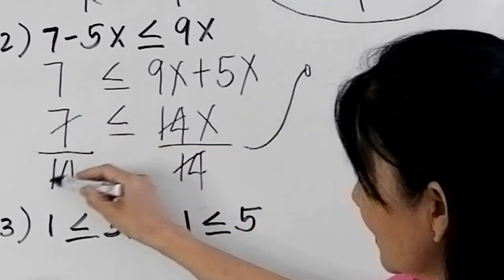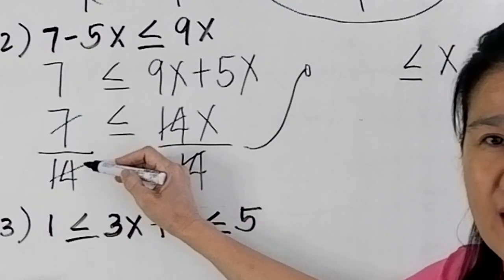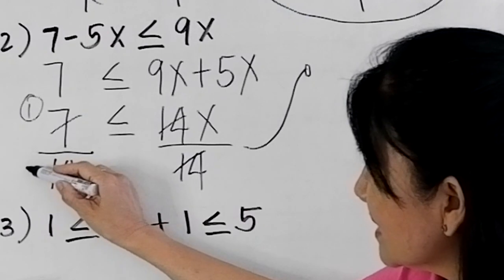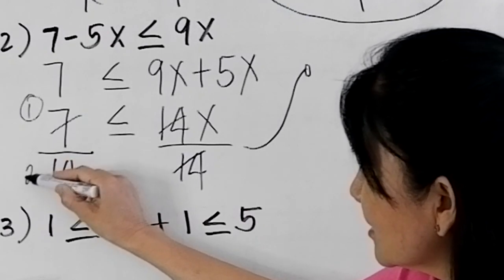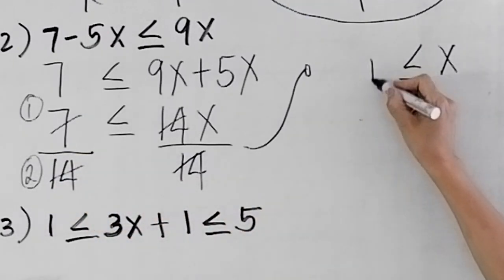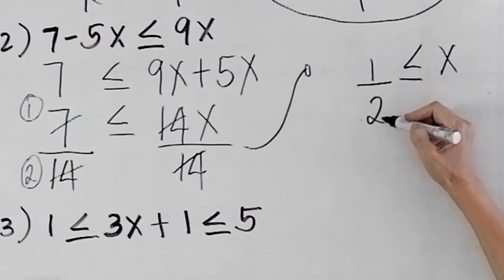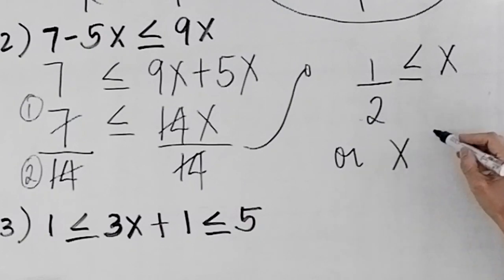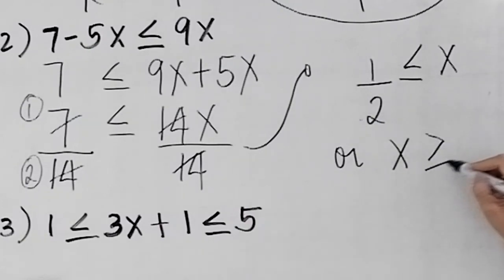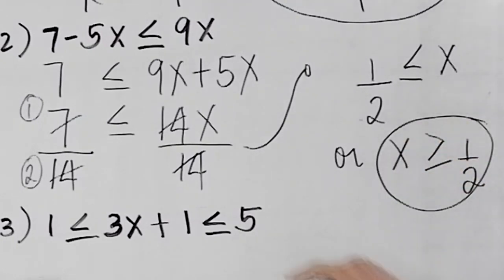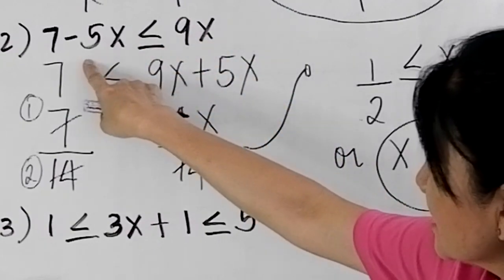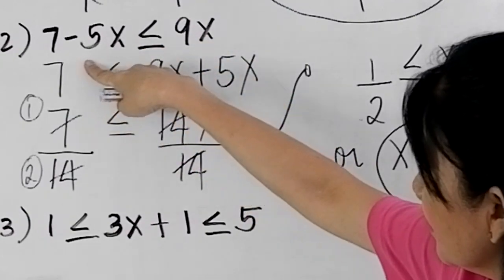But 7 and 14 are divisible by 7. So 7 divided by 7 is 1. 14 divided by 7 is 2. So you have here 1/2. 1/2 is less than or equal to x, or you can rewrite this as x is greater than or equal to 1/2. Now, let us say here you transpose 9x to the other side. So it will be the same. I'll show you.